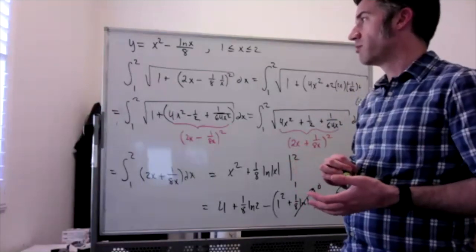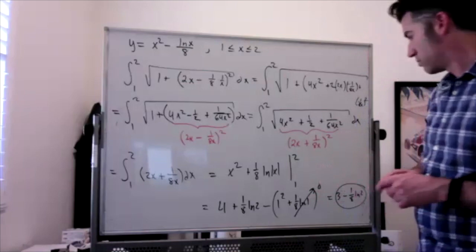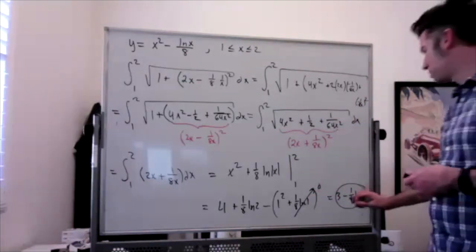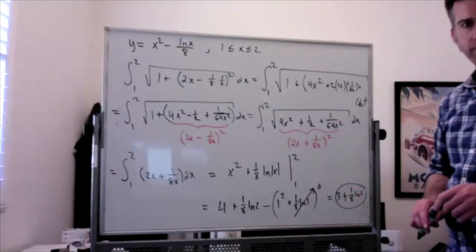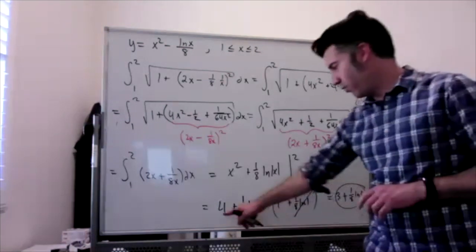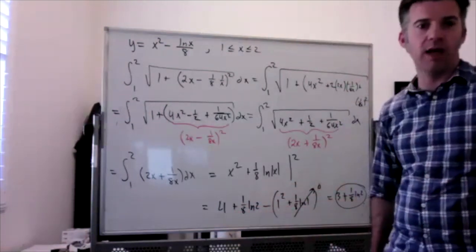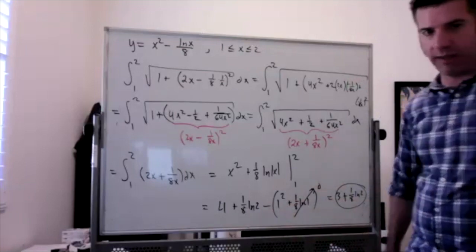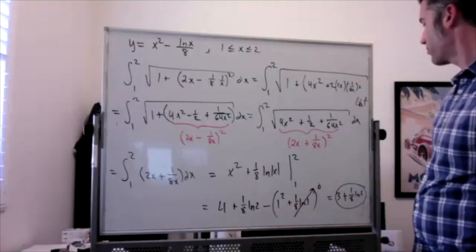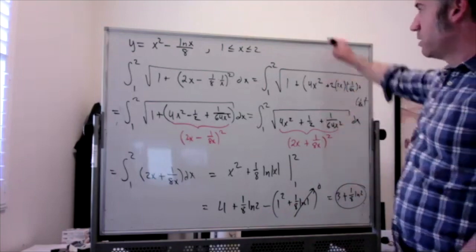You said the answer was 3 minus 1/8 natural log of 2? Oh, it should be plus. Right, it's 4 plus 1/8 natural log of 2 minus 1. So 3 plus. Good eye there. I was testing you.